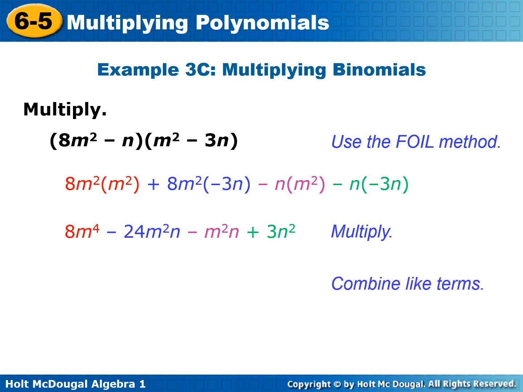So we have to combine like terms if there's a need to. And take note, we have here like terms, -24m squared n, and then the -m squared n. So they have common variables and equal exponents. So if we combine like terms, we will get 8m to the power of 4 minus 25m squared n plus 3n squared.